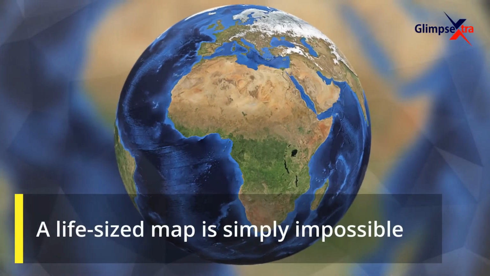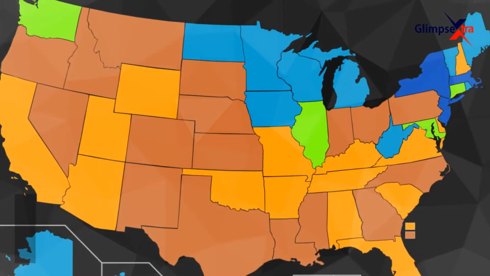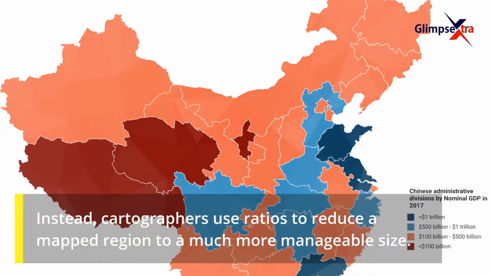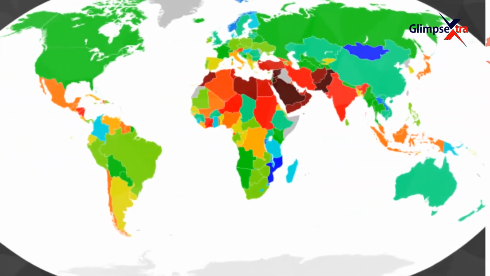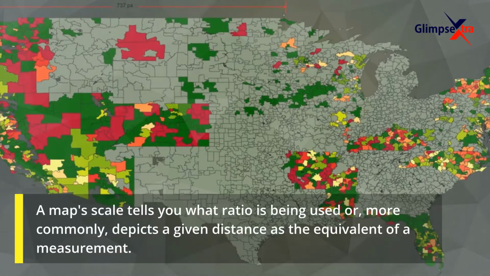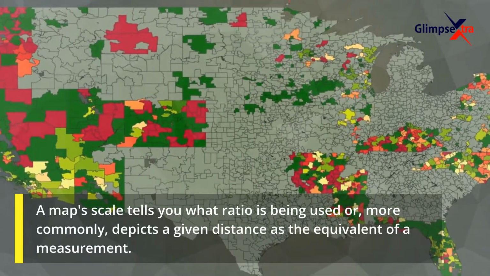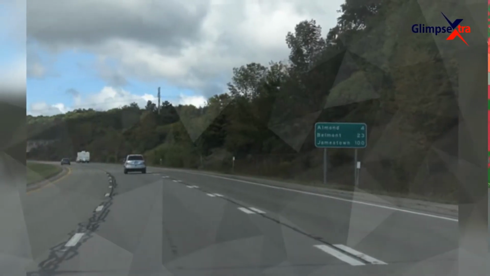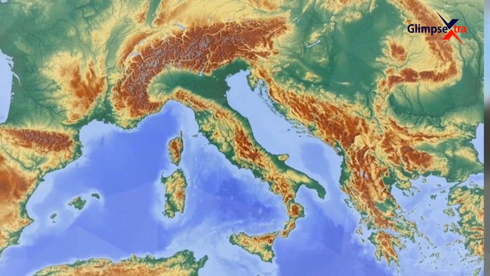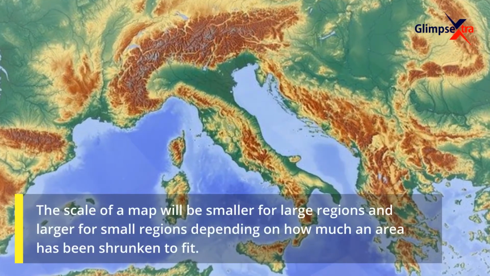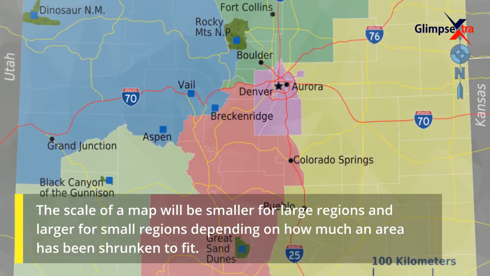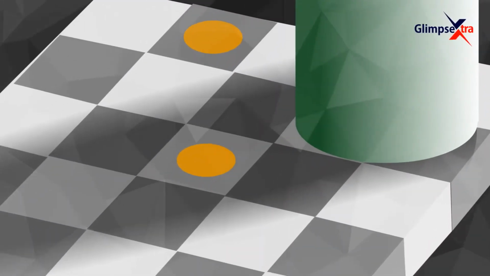A life-sized map is simply impossible. Instead, cartographers use ratios to reduce a mapped region to a much more manageable size. A map's scale tells you what ratio is being used, or, more commonly, depicts a given distance as the equivalent of a measurement. For example, 1 inch representing 100 miles. The scale of the map will be smaller for large regions and larger for small regions depending on how much an area has been shrunken to fit.